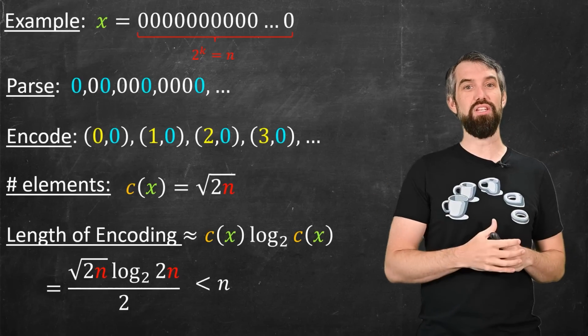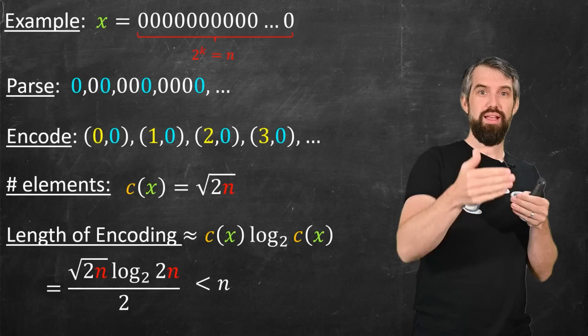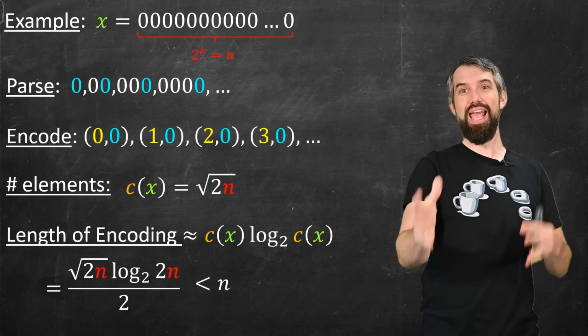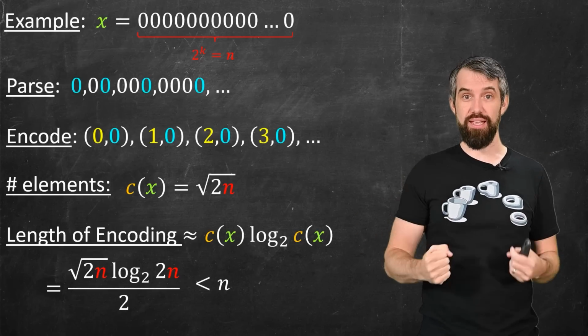2's then finally cancel if you've been keeping track of them. And you get that this final result is less than n. Instead of just writing out n zeros, it takes less than n things to write out those n zeros. This encoding actually is a savings.